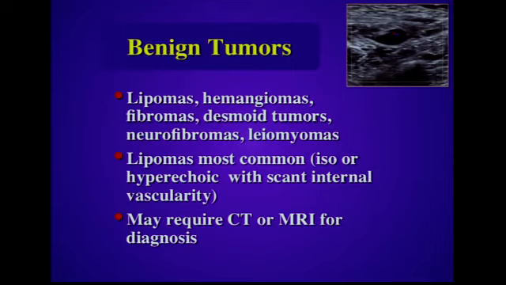Benign tumors are not uncommon. They may represent lipomas, hemangiomas, fibromas, desmoid tumors, as I mentioned, neurofibromas, and of course leiomyomas. Lipomas are the most common benign soft tissue tumor that we will see. They tend to be iso or hyperechoic to the surrounding structures and can demonstrate scant internal vascularity. They may require CT or MR for definitive diagnosis.